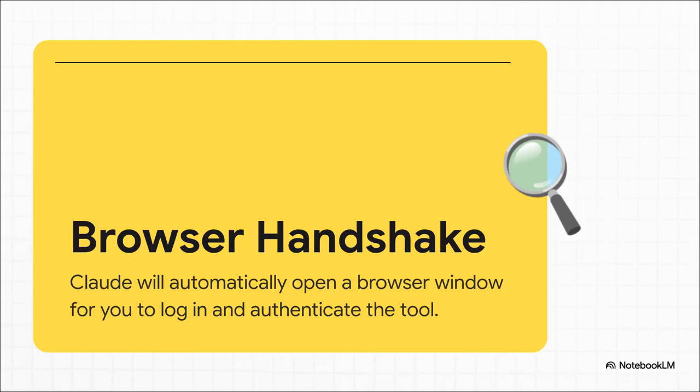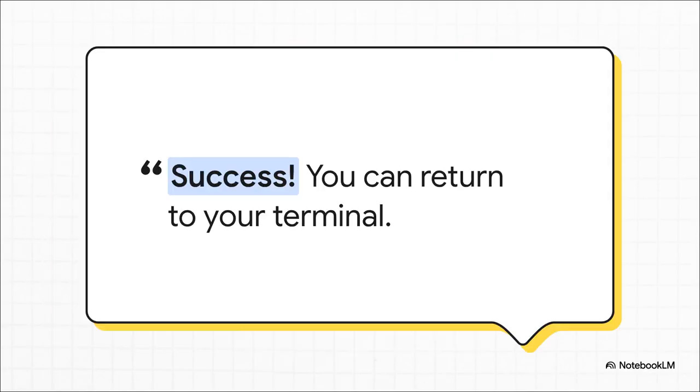That's it. So what happens next is this really clever thing we call a browser handshake. Your terminal, poof, is going to automatically pop open a new browser tab for you, taking you right to the Anthropic login page so it can verify who you are. The second you log in, you'll see this success message right in your browser. And boom, you're in. The tool is authenticated. You can totally just close that tab and head right back to your terminal.